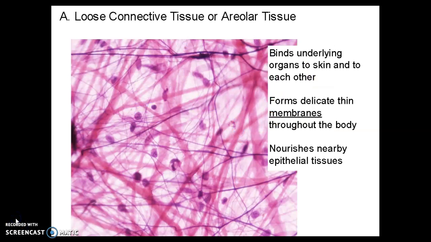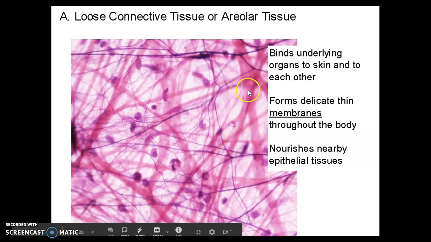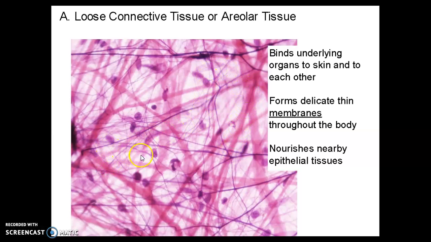So let's start with loose connective tissue, also known as areolar connective tissue. The job of this tissue is to bind underlying organs to skin and to each other. It forms delicate, thin membranes throughout the body, and it nourishes nearby epithelial tissues. So this is what holds a lot of your body together. And we see that this looks very similar to that first image on connective tissue. We've got these thick pink collagen fibers, we have all these thin elastin fibers, and then these fibroblast cells scattered throughout.